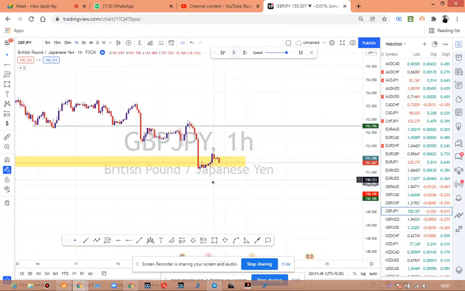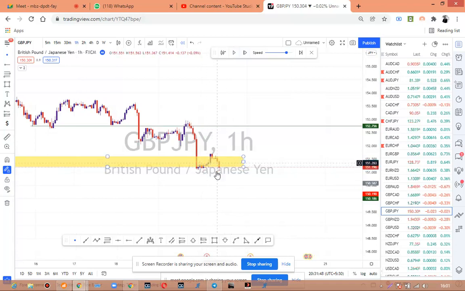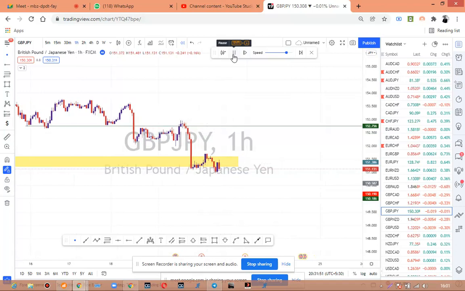Okay, I think some buyers have already entered. And again, we see sellers again. I think the market is still ranging inside the demand zone.